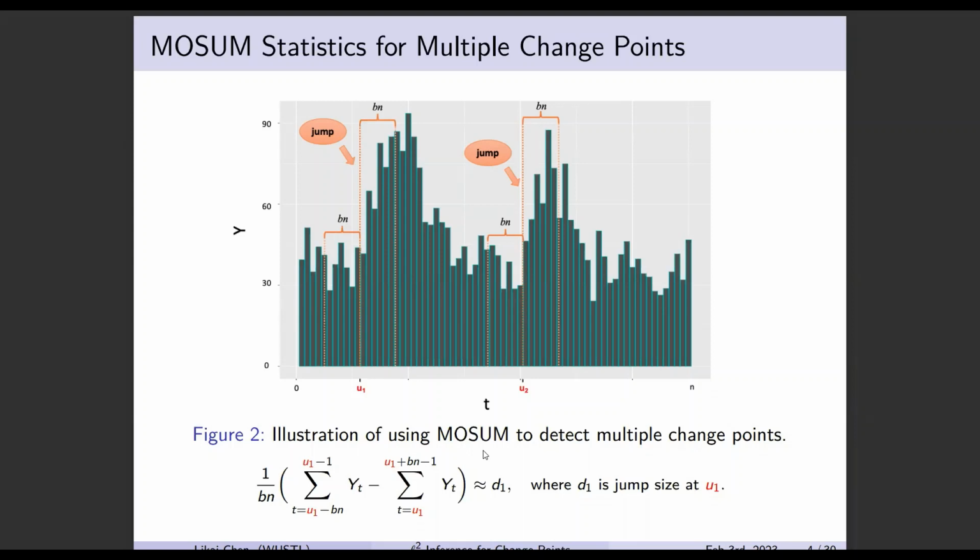By moving the window from the beginning to the end, we go over all those points in the middle, and if there is a break, then we can find it. So this is the idea. For such test statistics, the advantage is that it is very computationally efficient. You can see that the computational cost is very low. It can be very fast. The downside is that some parameter like the bandwidth needs to be selected.